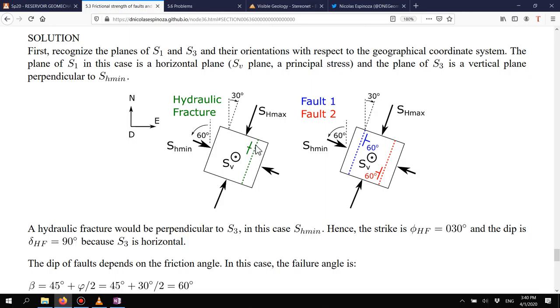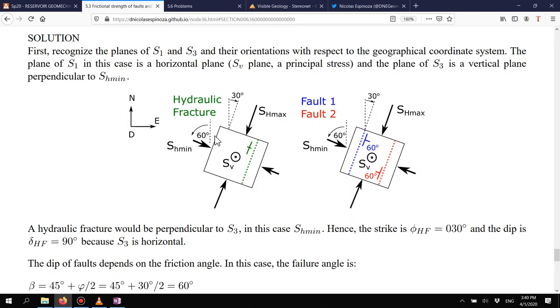What will be the strike of that vertical plane? Well, it's going to be 30 degrees, because it is parallel to this line, perpendicular to SH min. If this is 60, this has to be 30. So the strike is 30. What is the dip? It's 90 degrees because it is a vertical plane. That's for the hydraulic fracture.